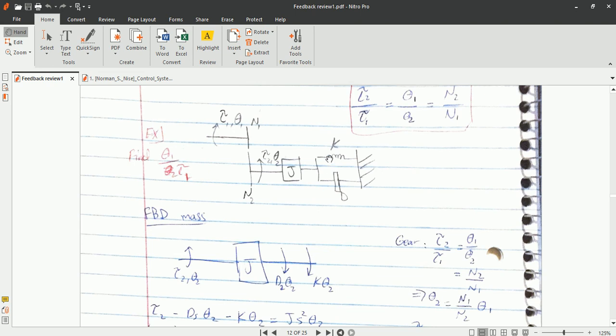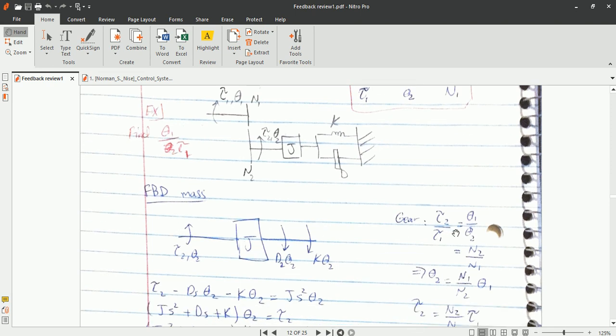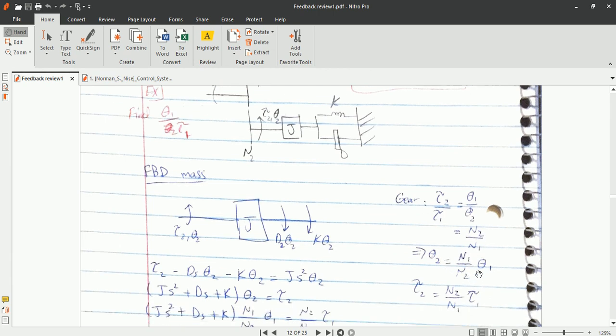Okay, so k theta 2, and it will be your d theta 2 downwards. Here you will be having ds, basically you would be needing ds theta 2. Here you have ds theta 2, and here you have theta 2 upwards and torque 2 upwards. Okay, theta 1 over theta 2 is equal to n2 over n1. So theta 2 is equal to n1 over n2 times theta 1, and torque 2 is n2 over n1 times t1.